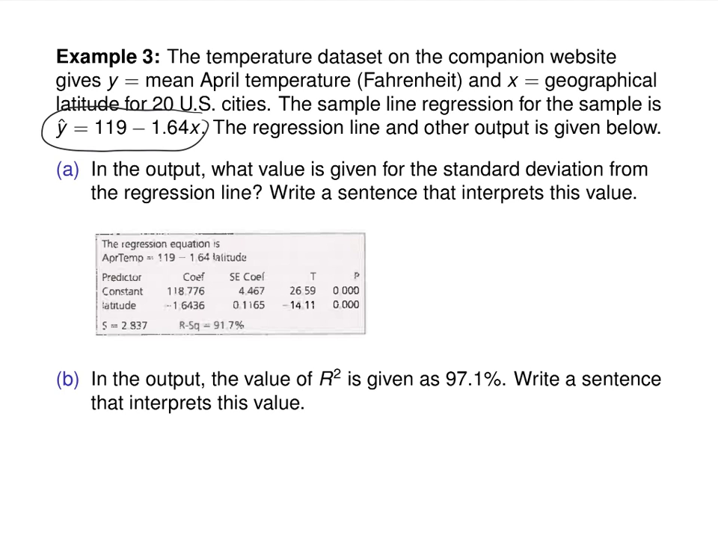Okay, so in the output given below, what value is given for the standard deviation from the regression line? So I know this picture is not very awesome. But you see at the bottom, there's this and then there's this, right? So the standard deviation is that 2.837.